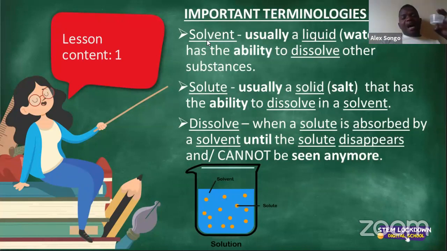So the salt becomes the solute. This is the solute. It is a solid in terms of the states of matter. It dissolves inside the solvent. What is the solvent? The glass of water that I have. Now, I want us to use this practically.